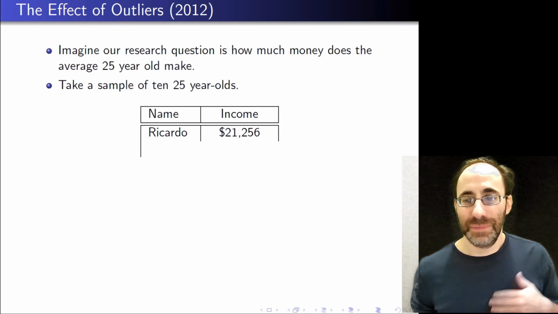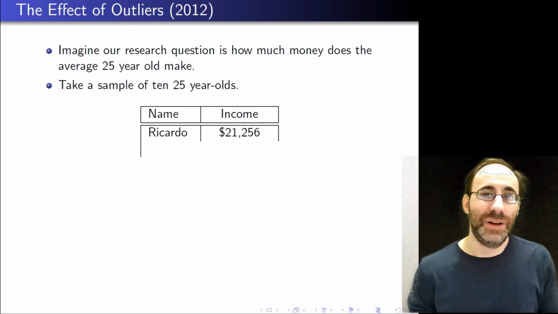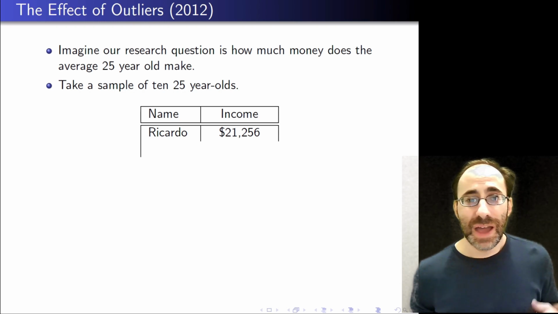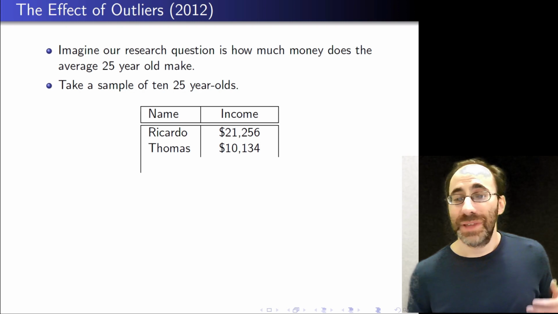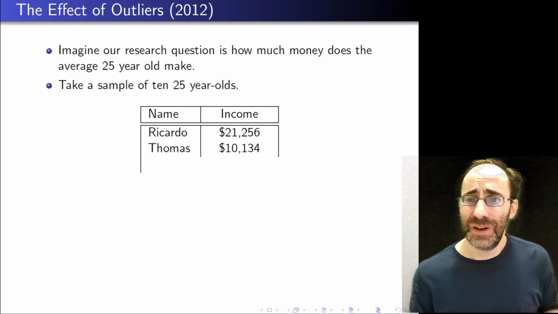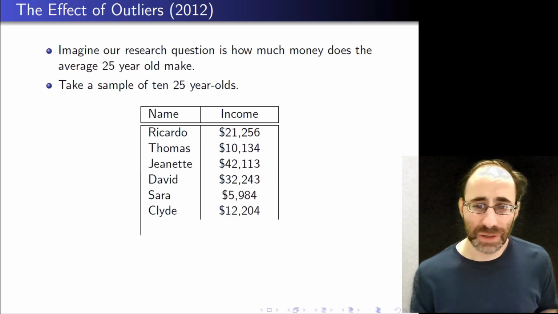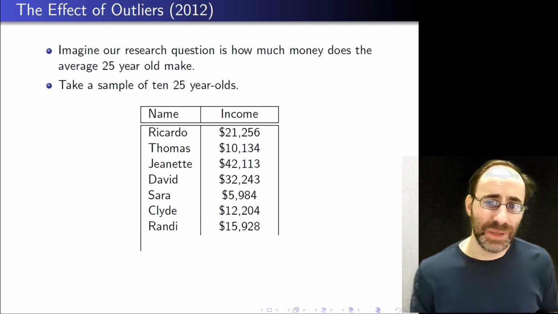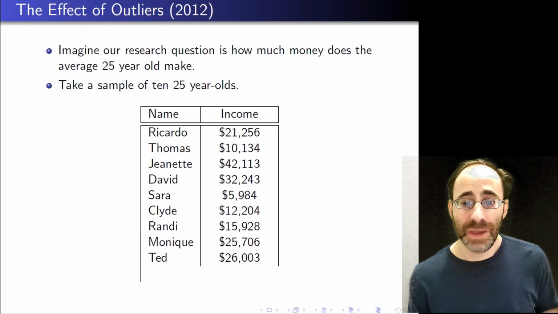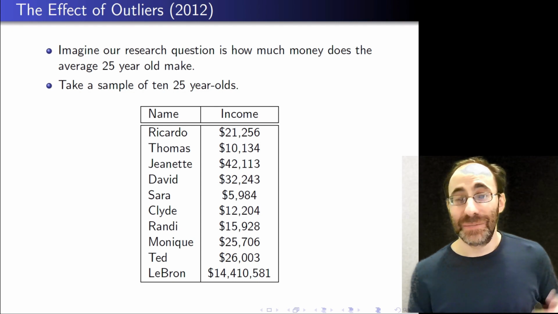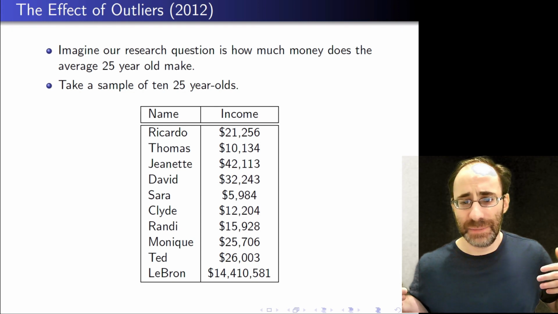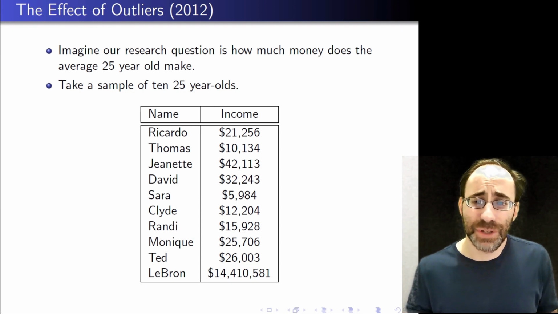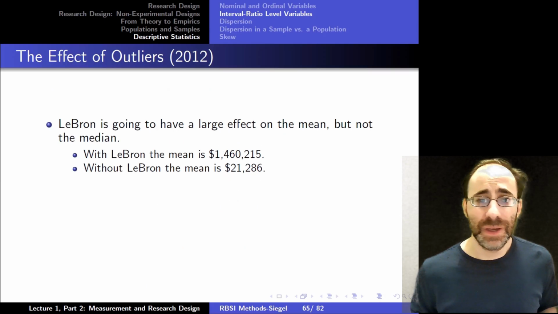So here are income data from 2012. And imagine a research question here is to know how much money the average 25-year-old makes. So we take a sample of 10 25-year-olds at random. And we go through this, and there's variation, of course, but the mean seems like it might be informative so far. And we get to the bottom. LeBron James, right? And that income is way more than everyone else's income. So the question then is, is the mean still useful? Well, let's see what the mean actually tells us.